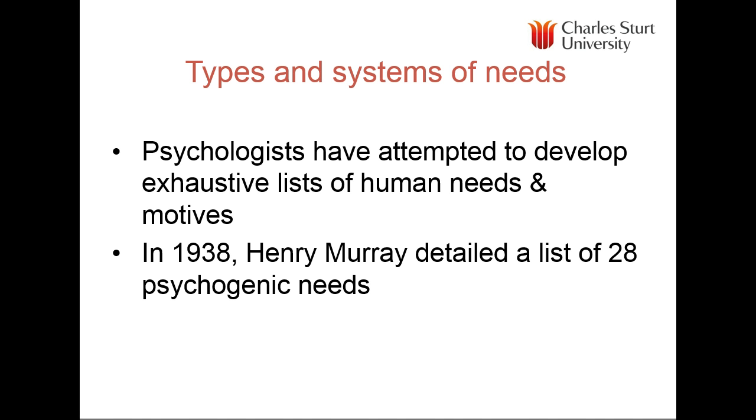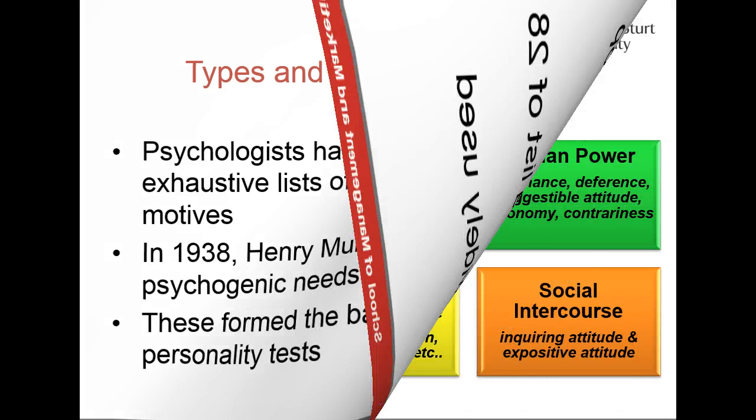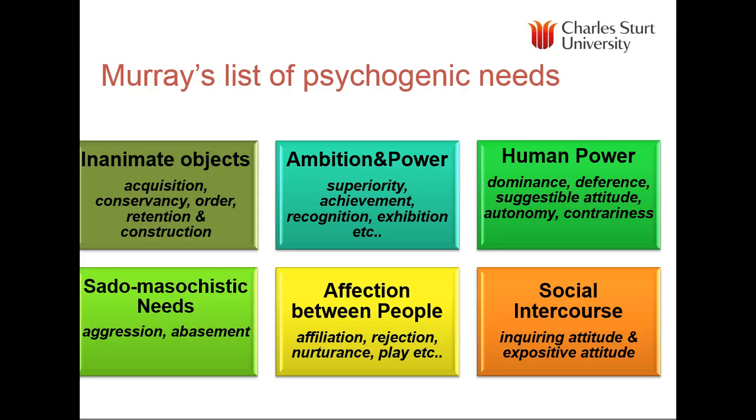So, for example, in 1938, Henry Murray, whose research is mentioned in the book, developed what we call a list of 28 psychogenic needs. And I won't go through all of them, but these also form the basis of what we call personality. Personality is how you react to things in the environment, which we'll look at, and personality and motivation really are interlinked. So here are some of Murray's lists of psychogenic needs.